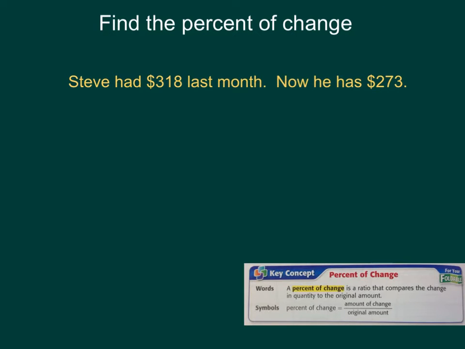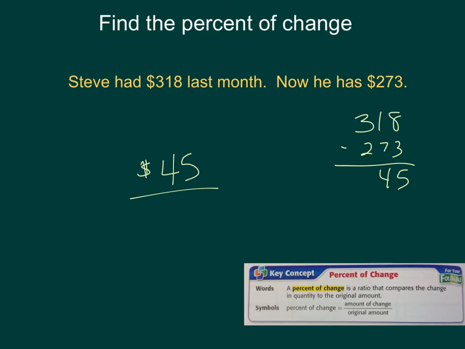In this problem here, Steve had $318 last month, and now he has $273. So I can already tell this is going to be a decrease. So to find the percent of change, I have to look at the amount change, which I did there. So it changed $45, and then divide that by the original amount. So he started with 318, so I'm dividing that by $318.